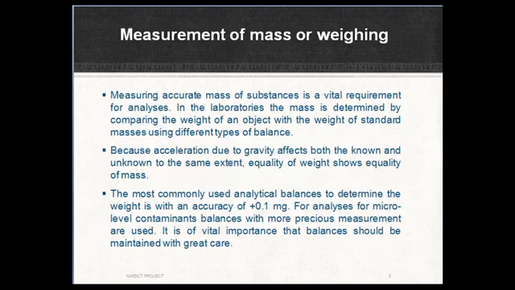How to measure the mass or weighing? Measuring accurate mass of a substance is a vital requirement for analysis. In the laboratory, the mass is determined by comparing the weight of an object with the weight of standard masses using different types of balance, because acceleration due to gravity affects both the known and unknown to the same extent. Equality of the weight shows equality of mass.